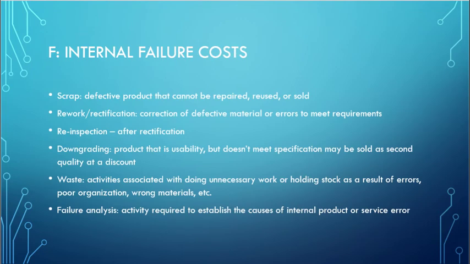Internal failure costs are the costs associated with failures that we detect before the product has left to a customer. There are basically three possibilities. The first is the thing is broken so badly we can't repair it, reuse it, or resell it. It's just scrap. The second possibility is we can somehow fix it. There's a cost associated with fixing it, but we can fix it. And then we probably have a reinspection after that, which is another additional cost. The third possibility is it's an okay thing.